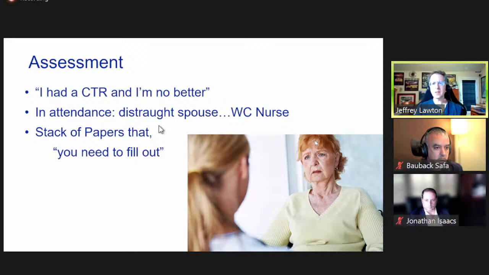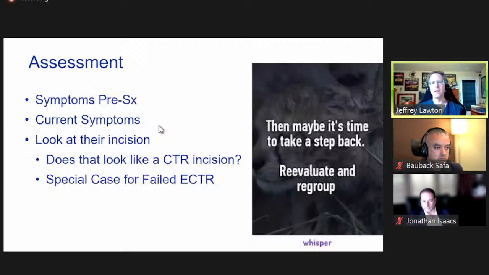So again, when you're assessing these patients, they're going to come in and sort of dump their bundle upon you. "I had a carpal tunnel and I'm no better." In attendance with them is their distraught spouse, perhaps a workman's comp nurse, and then a stack of papers that, quote unquote, you need to fill out as you're meeting them for the first time. And it's real important to sort of take a step back and again, develop a systematic way to assess these.